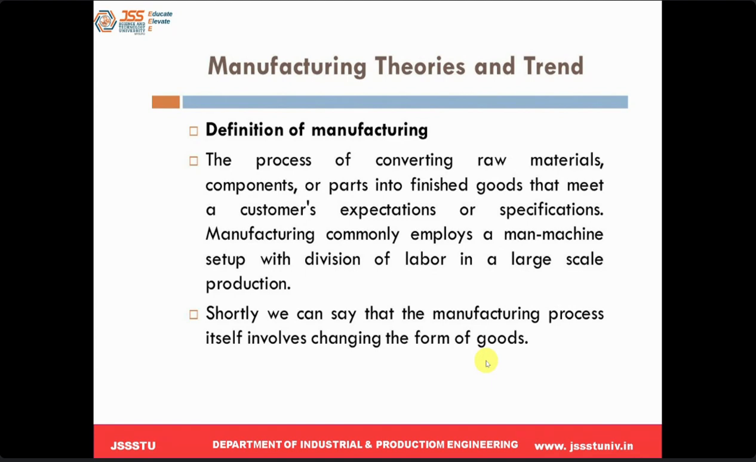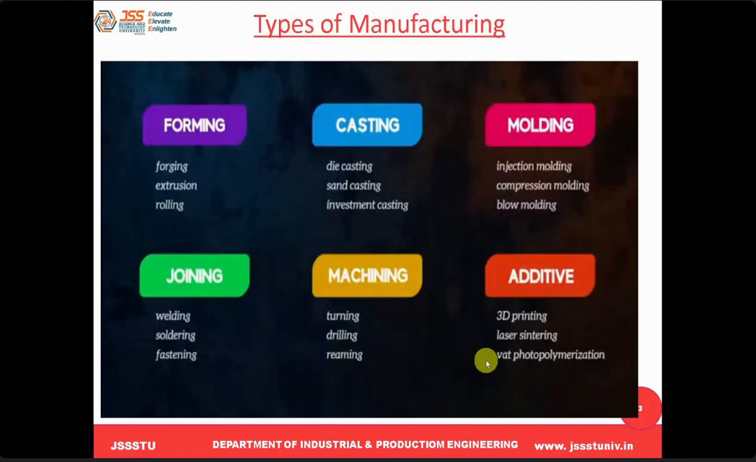Now what are the processes we are going to carry out there? That is called the manufacturing process. That is the next thing. What are the types of manufacturing process? As we discussed yesterday, there are different manufacturing processes like forming, casting, molding, joining, machining. These are the old traditional technologies. Now we are moving to the next technology called additive technology.